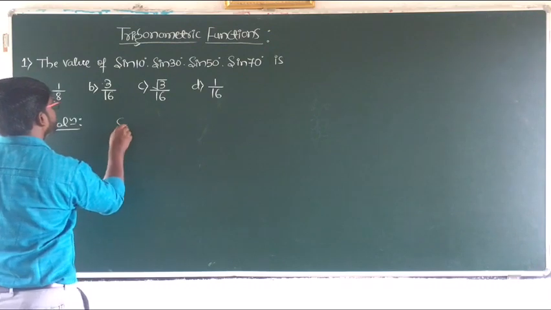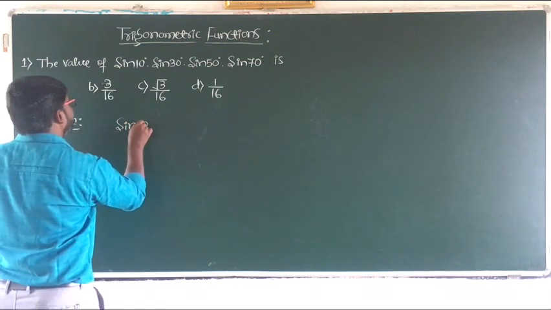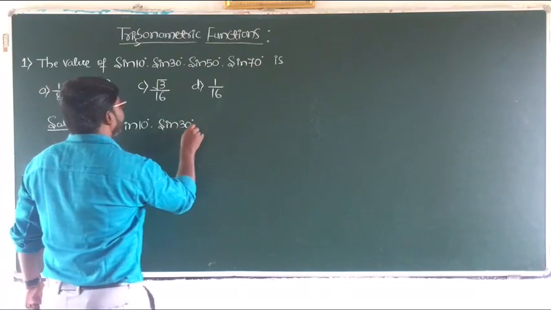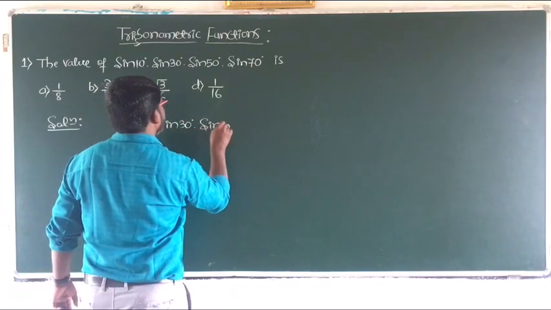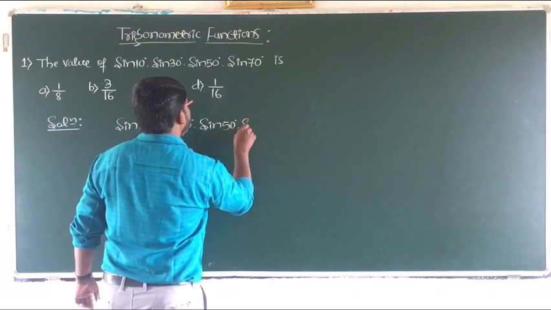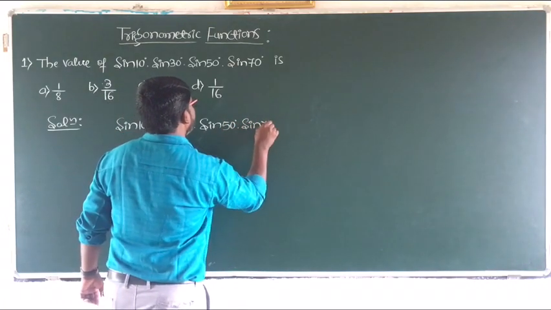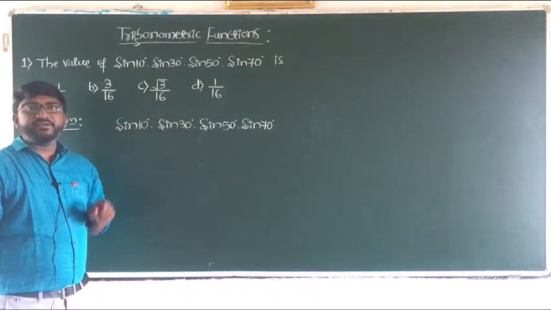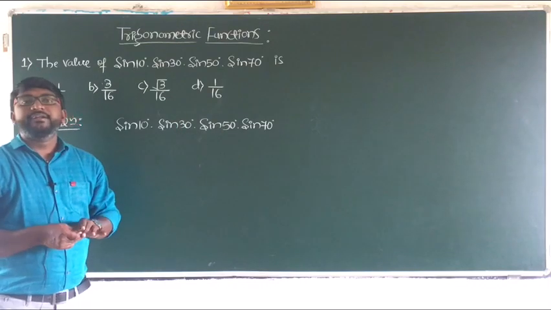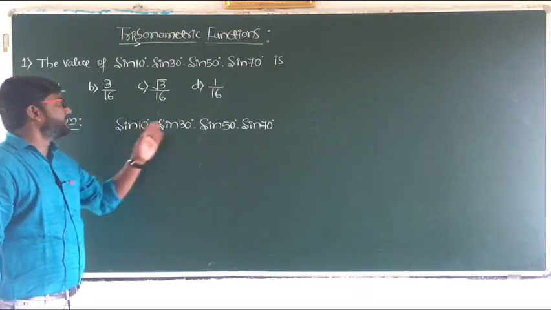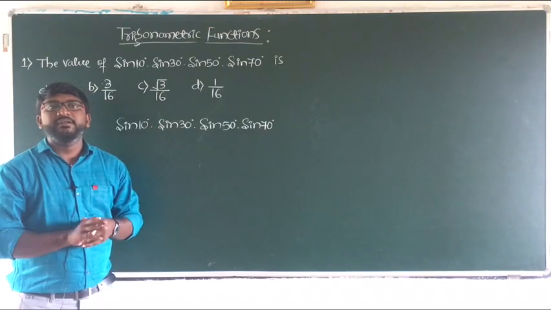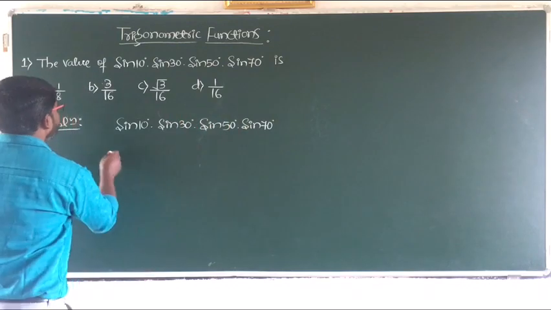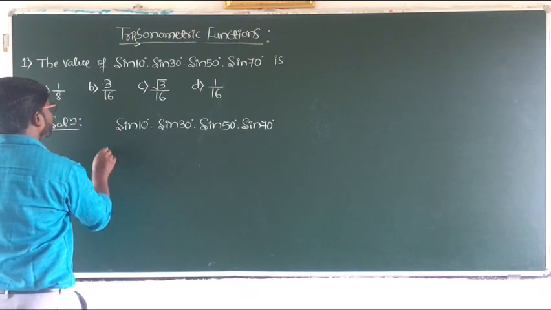I write the given function as it is: sine 10 degree, sine 30 degree, into sine 50 degree into sine 70 degree. Here you know the value of only sine 30 degree, that is 1 by 2. What about the other three trigonometric functions? If you solve them by the conventional method, it takes a lot of time. So for this we have a shortcut.